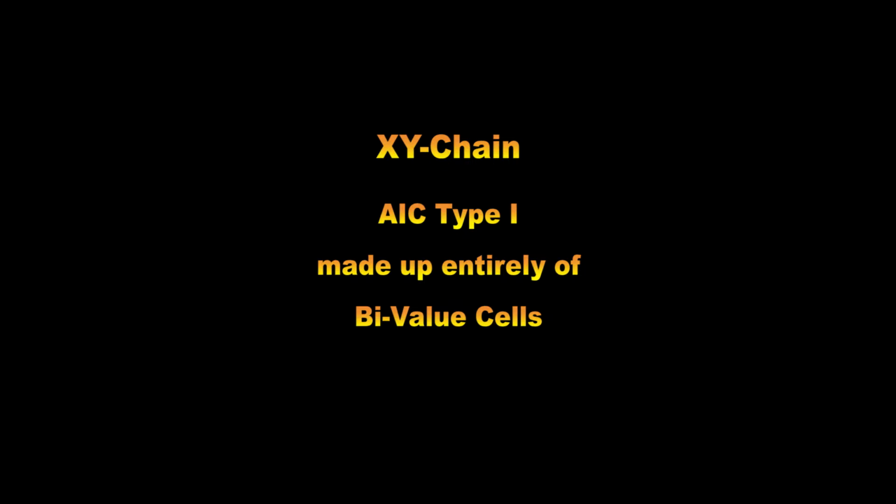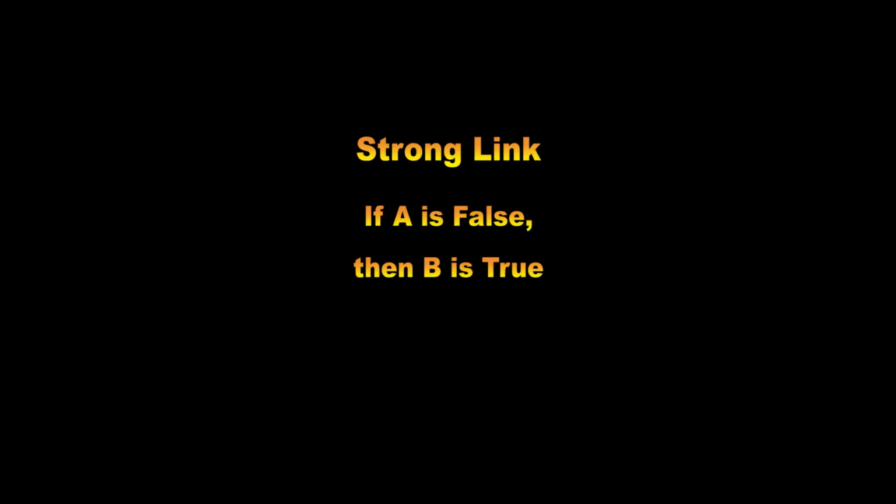There is a strong link between the two candidates in any bi-value cell. They are strongly linked because one of them has to be true. If one is false, the other is true. This is the formal definition of a strong link. If A is false, then B is true.